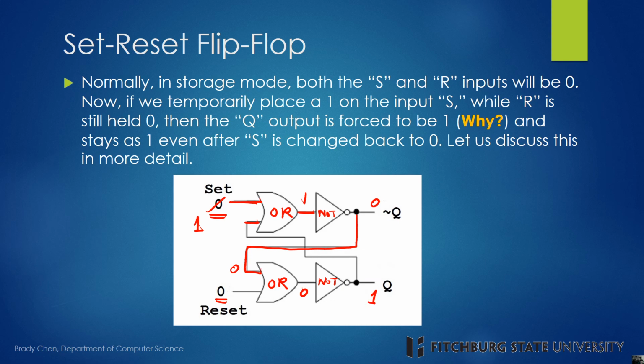So when we change the set input to 1, this is going to set the output Q to 1, and it doesn't matter what the previous value was. Now, once we've done this, what about if after I change the value of set to 1, I change it back to 0?